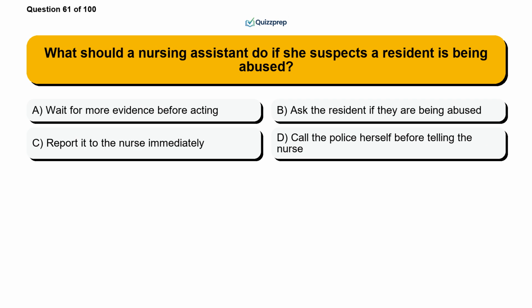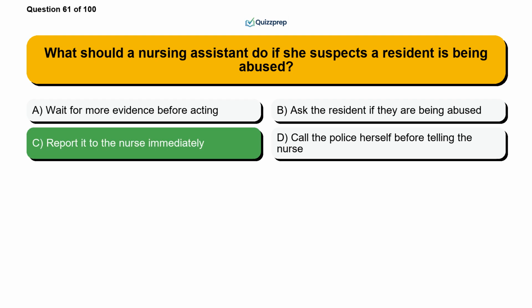What should a nursing assistant do if she suspects a resident is being abused? Option A, wait for more evidence before acting. Option B, ask the resident if they are being abused. Option C, report it to the nurse immediately. Option D, call the police herself before telling the nurse. The correct answer is option C, report it to the nurse immediately.